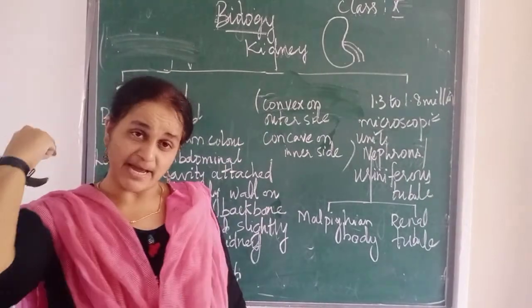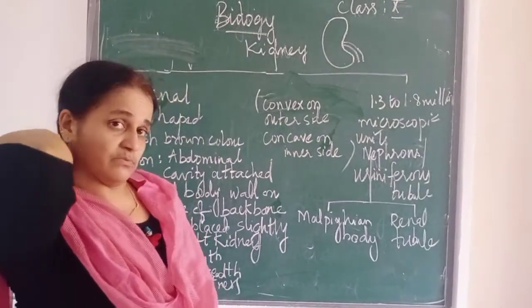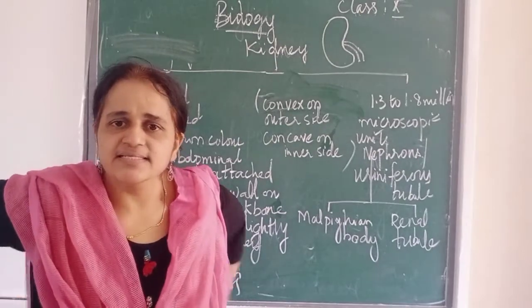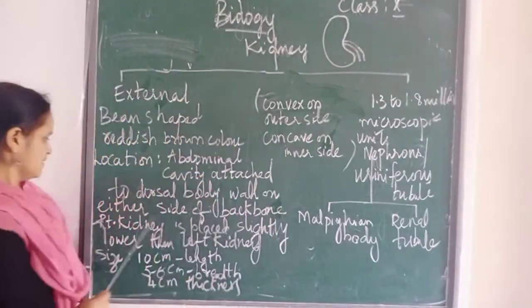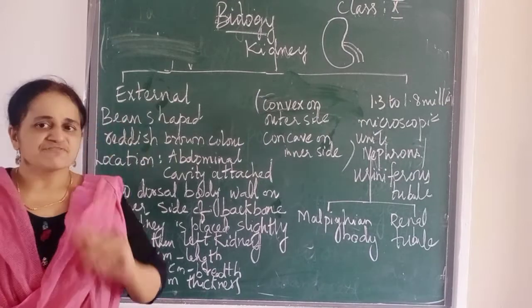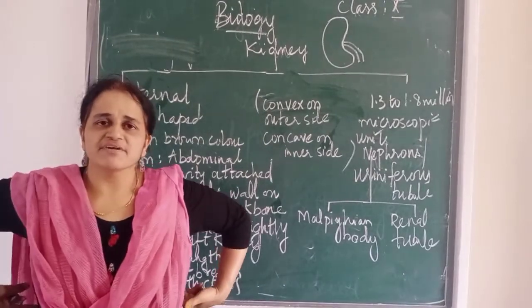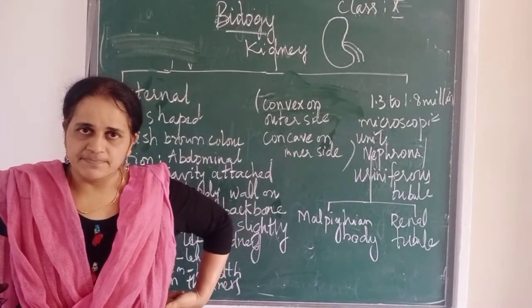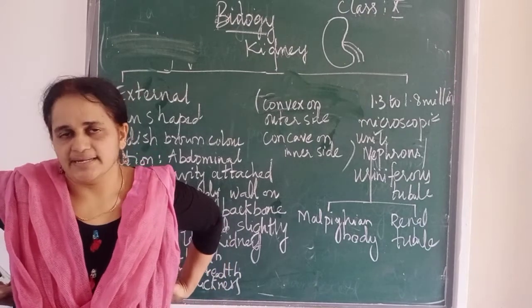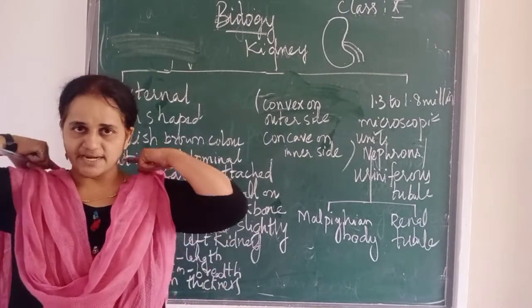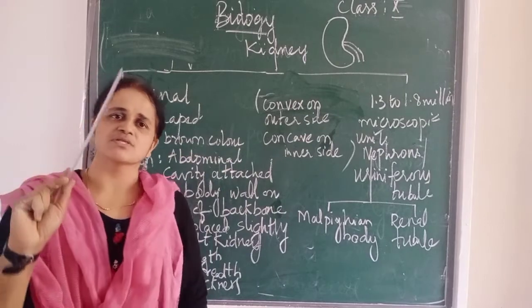Now, tell me, where is your backbone? See, this is your backbone. So it is on either side of the backbone. So did you understand the location of kidney? In which cavity? Abdominal cavity. Which side? Dorsal side, back side. On either side of our backbone. So this is the location.